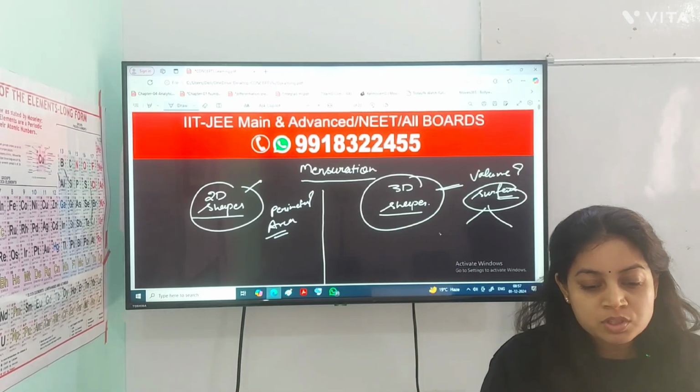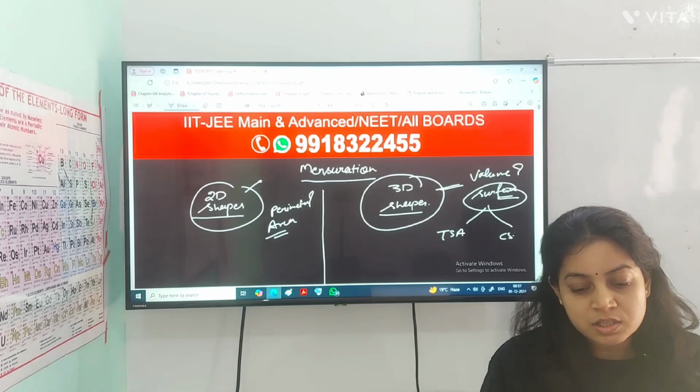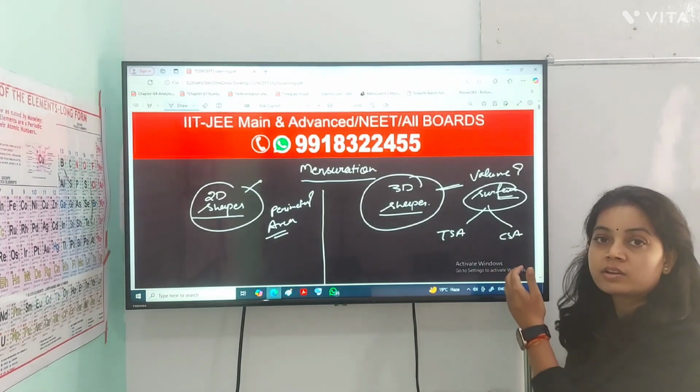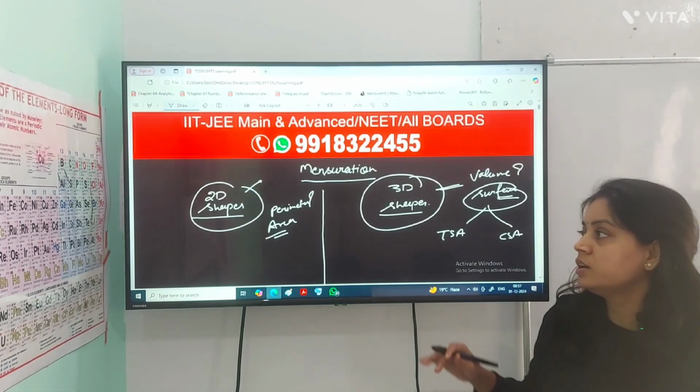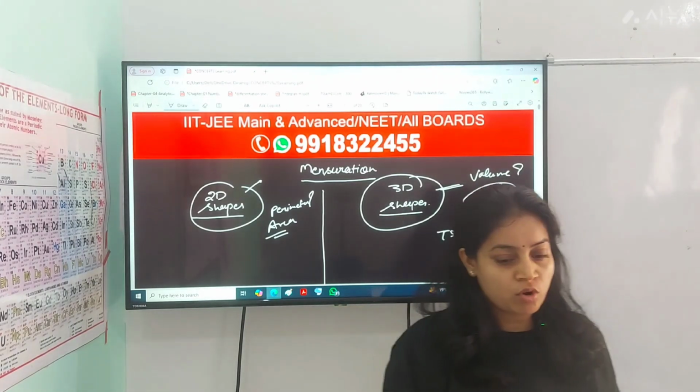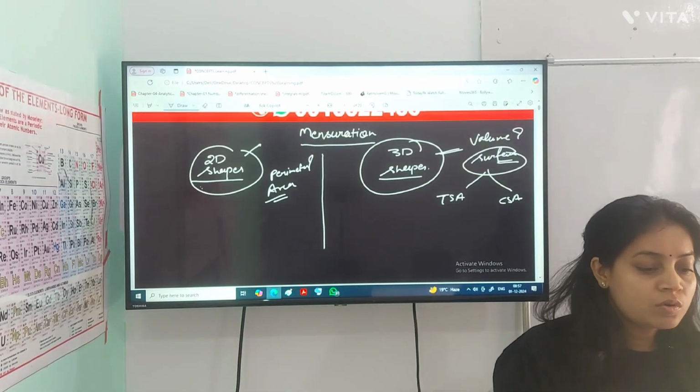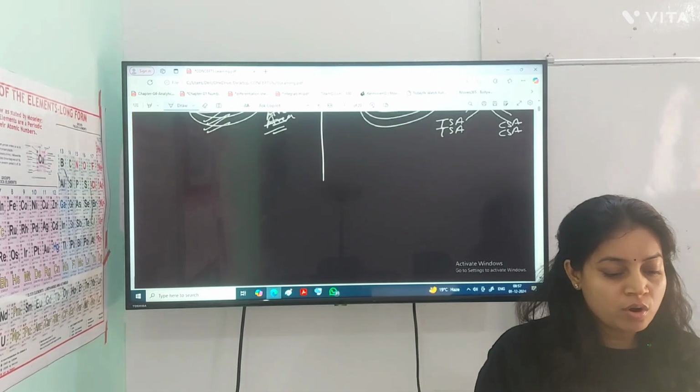So in surface area we have two terms, TSA and CSA. That means total surface area and curved surface area. That I will explain in the next topic, 3D shapes. Okay, so we will start with the 2D shapes.